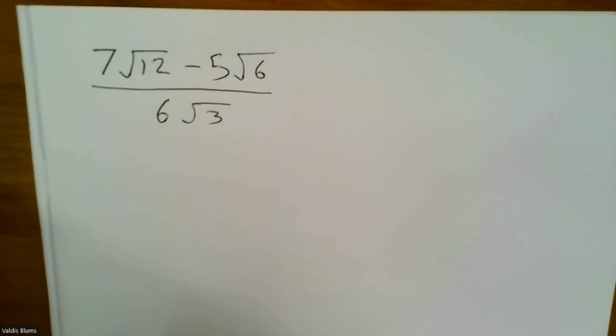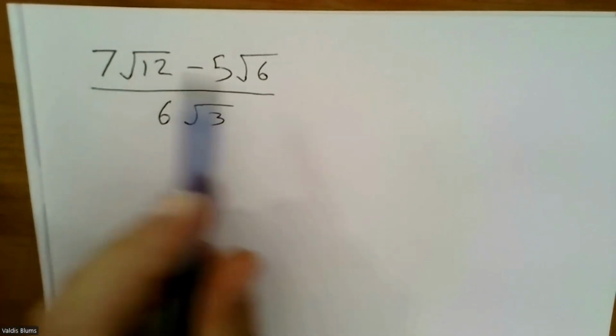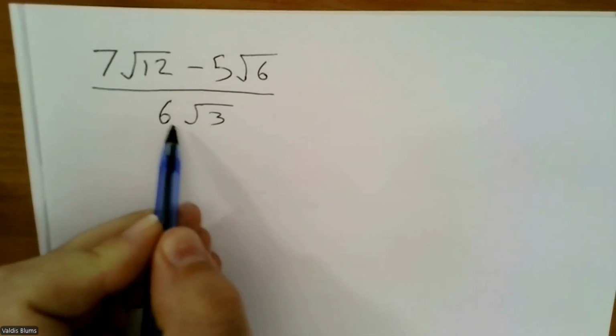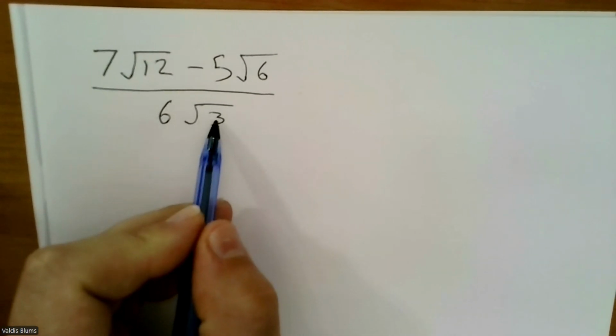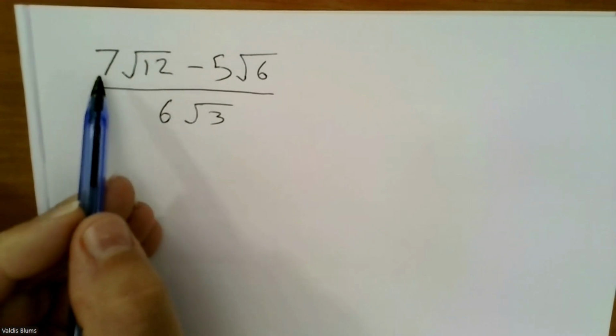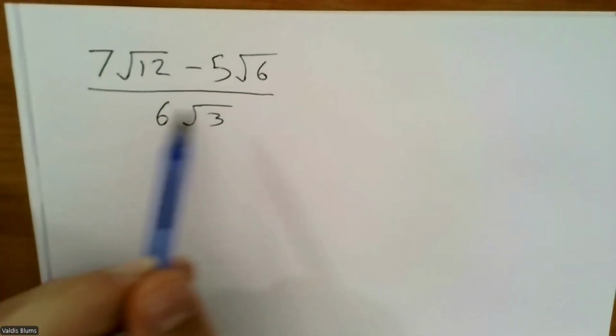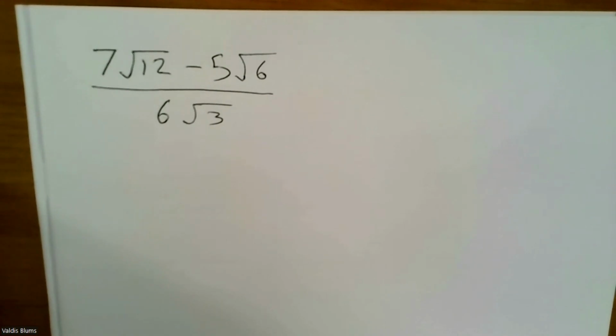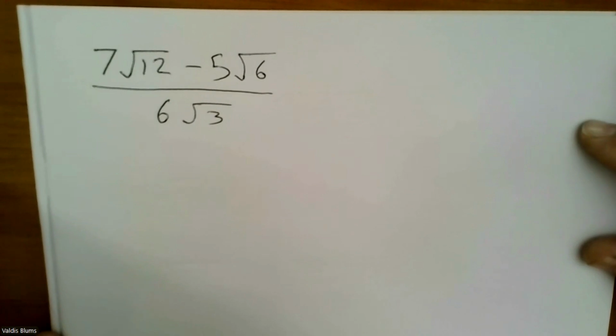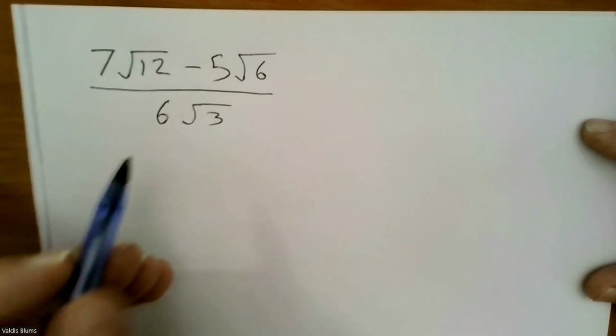Okay, next question. Very similar to the last one's structure. I have a number and a square root on the denominator. So pause the video here, give it a go, and I'll come back in 10 seconds. Okay, hopefully you've given that a go now.